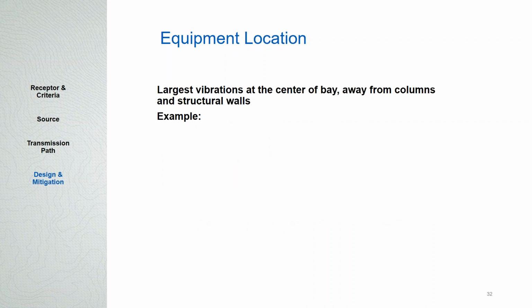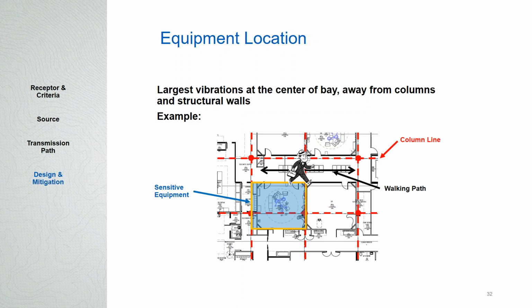So next we'll talk about equipment location. So those are some of the structural modifications. In terms of locating the equipment, this can be a simple win. So the largest vibrations are at the center of the bay, away from the columns and away from the structural walls. So we have an example here where we've got the red dashed lines and the dots are showing where the columns are and where the column lines are. We've got our walking path, someone walking back and forth just north of this sensitive equipment area that's highlighted.